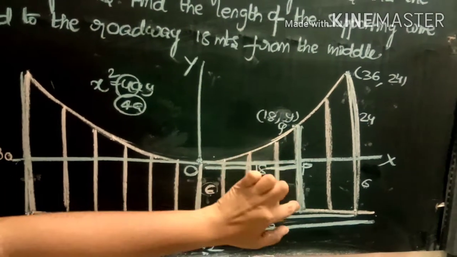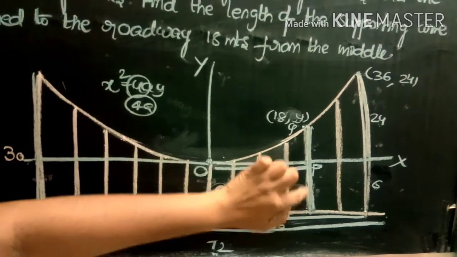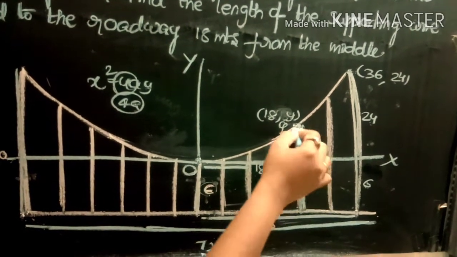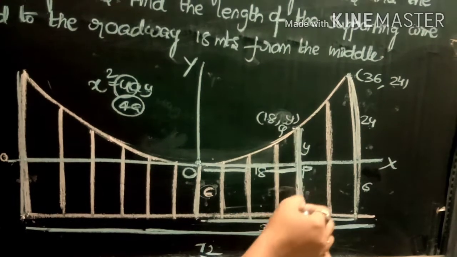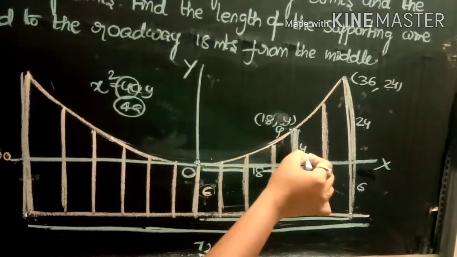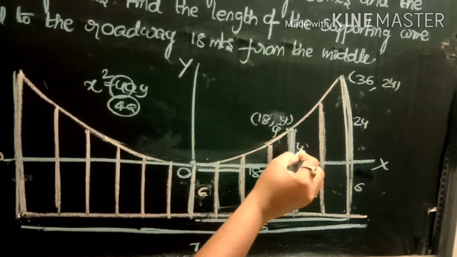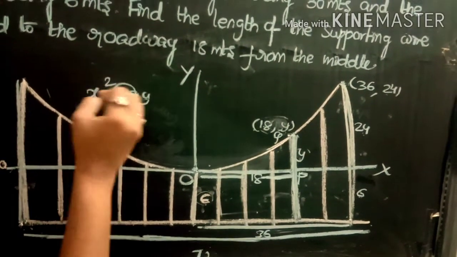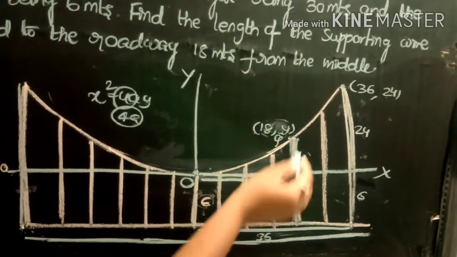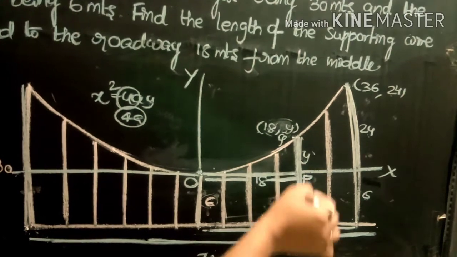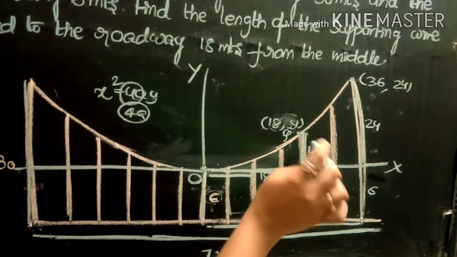Already we know that this value is equal to 6. Therefore, the length of the supporting wire is y plus 6. This is the y coordinate. We take this part as y, PQ is equal to y. So the length of the supporting wire at this place is y plus 6. Now we want to find the y value. To find that y value, we simply substitute this point (18, y) in the parabola x square is equal to 4ay, then we will get the y value. After that we will take the length of the supporting wire, which is 5 plus 6. That's all. That's the problem.